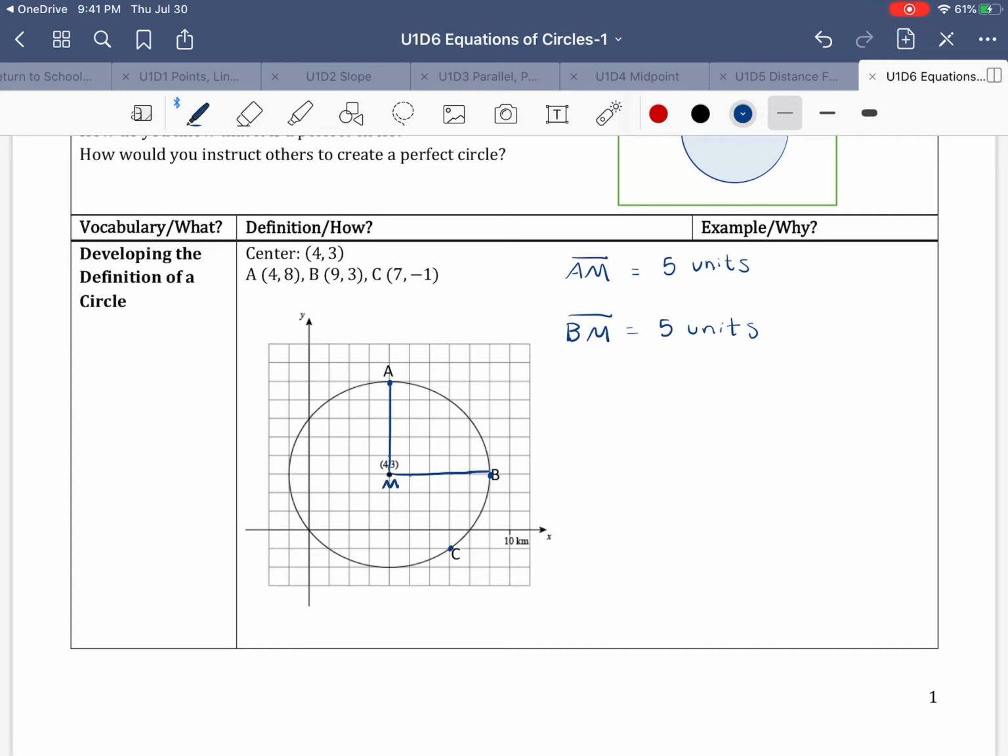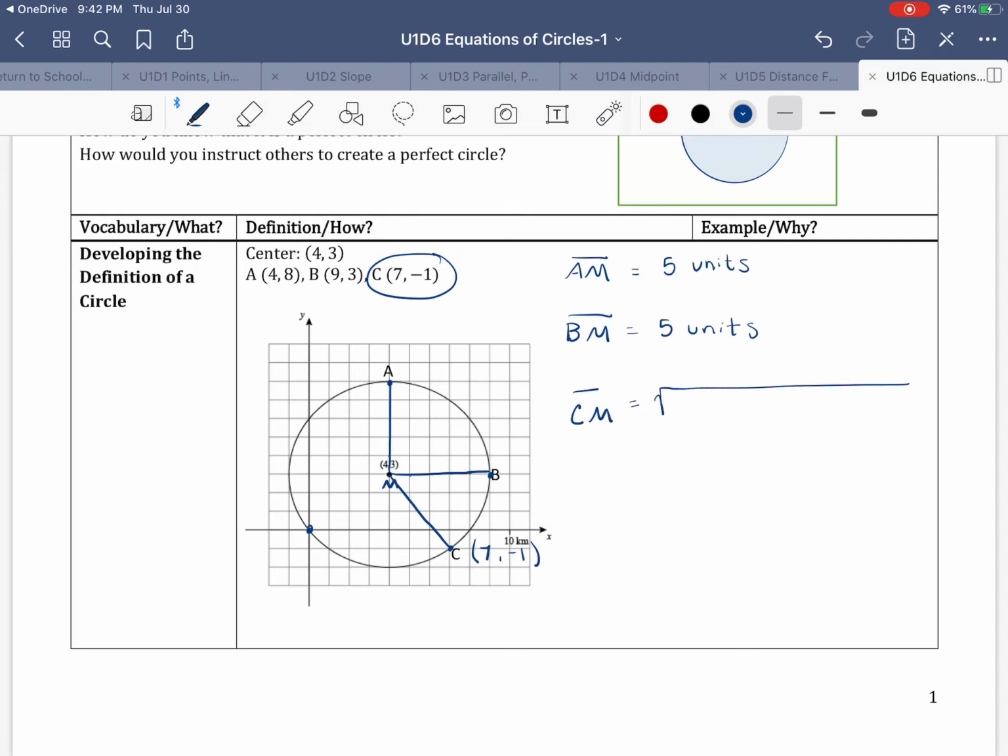Interesting. Now, let's take a look at point C. If we're going from C to M, we can see that that one is not perfectly horizontal or perfectly vertical. It goes a little bit slanted, right? So if we look at point C, you can tell here, and also because of where our origin is, point C is (7, -1). And we can use a distance formula to determine that length.